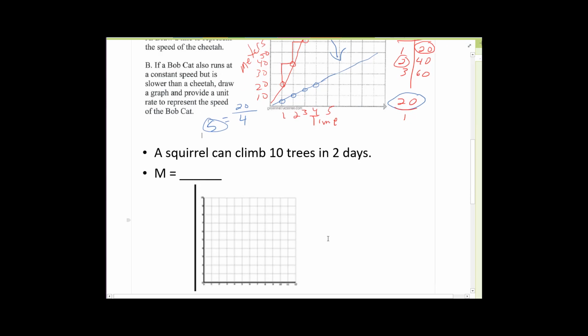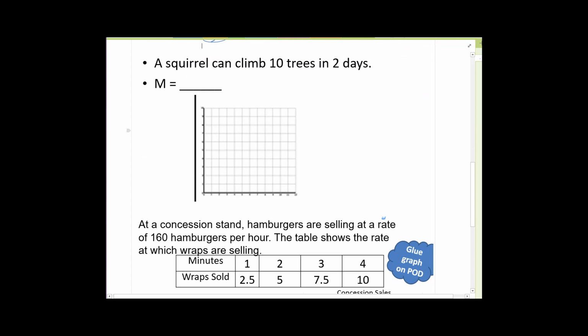Makes sense. Okay, a squirrel climbs a tree, 10 of them in 2 days. What is the slope? Well, let's take a look here again. So we're going to do days here, and we're going to do trees here, because depending on how many days it is, that's how many trees he climbs.